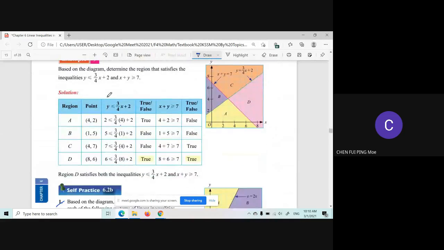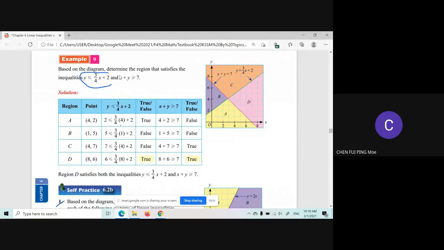So I think we go straight to the example, since just now I explained the concept only. From this example, you can understand better. The question says, based on the diagram, determine the region that satisfies the inequalities. So now you have two inequalities. How do you determine which region satisfies these two inequalities? First, you need to know how many regions you have.